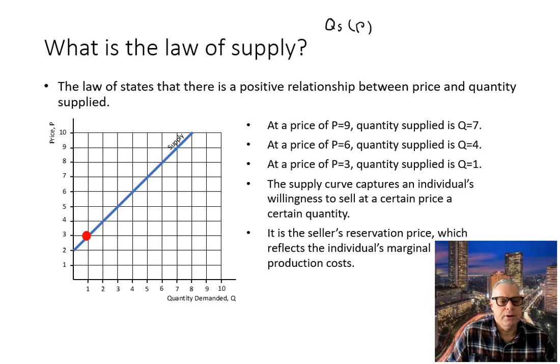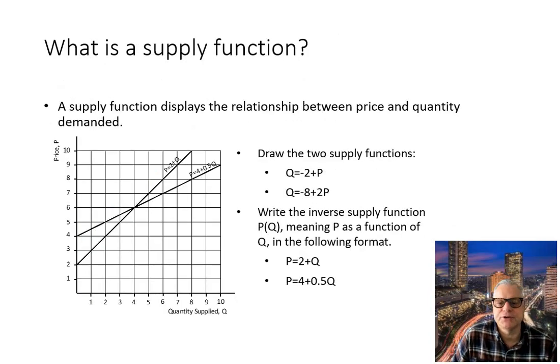Okay, so now let's take a look at some specific supply functions. So we can see here, it says draw the two supply functions. So one is Q equals negative 2 plus P. And of course, if P goes up, Q goes up. So that captures the positive relationship.